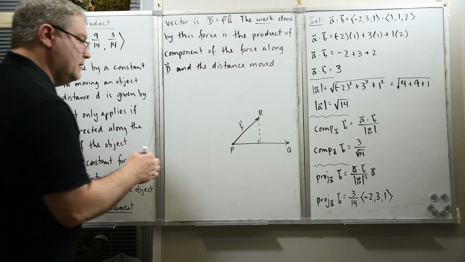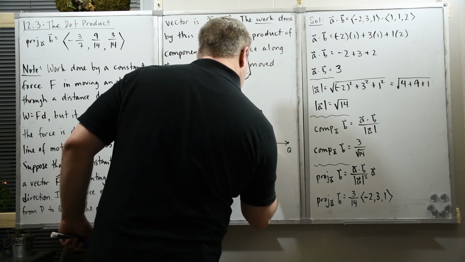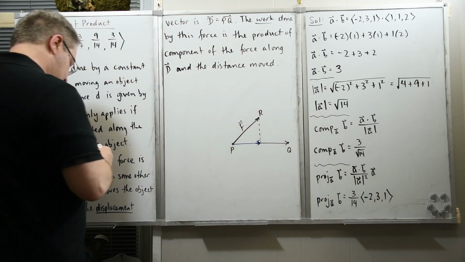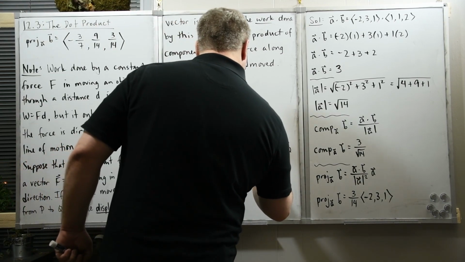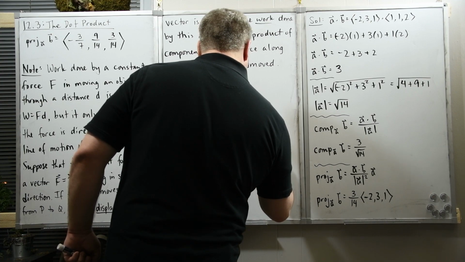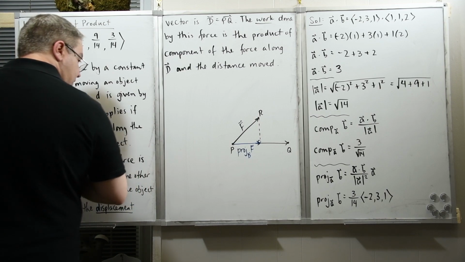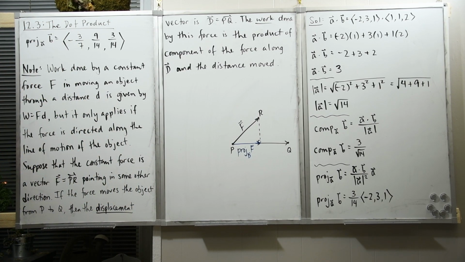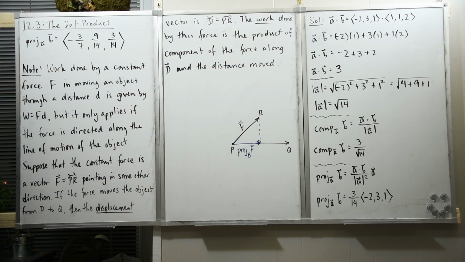So let's take a look at this vector here. Now once again, this vector is the projection of F onto PQ. We could also say it's the projection of F onto D, because D is equal to PQ as illustrated here.